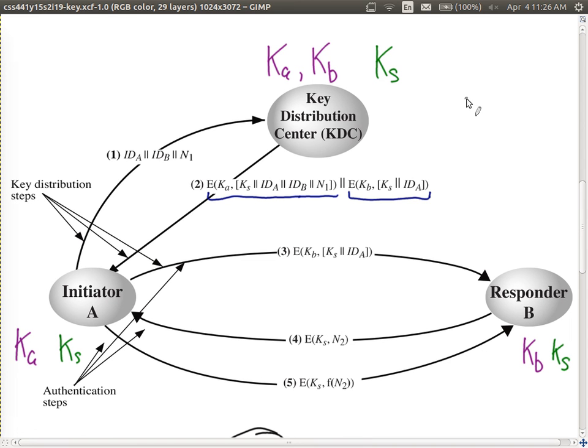We say the KDC is a trusted third party. What does that mean? When A and B communicate, they encrypt their data with KS. The trusted third party, or the KDC, can decrypt everything A and B send to each other. A has some data. They want to send that to B, they encrypt using KS. The KDC also knows KS, so therefore the KDC can decrypt and see the data sent between A and B. This is the problem with this scheme. The KDC must be trusted. The KDC knows all of the keys.